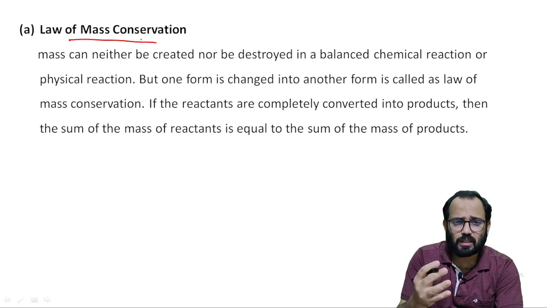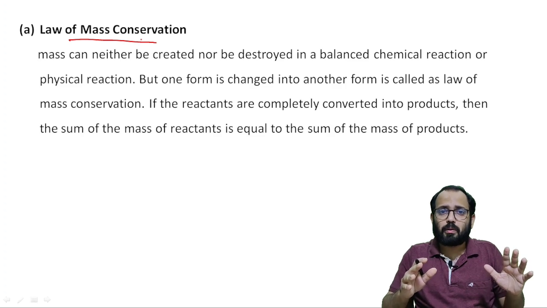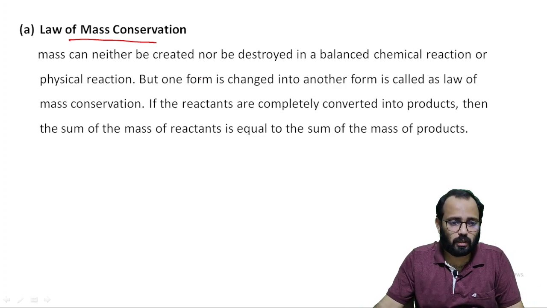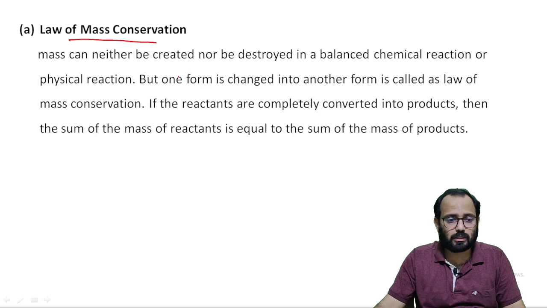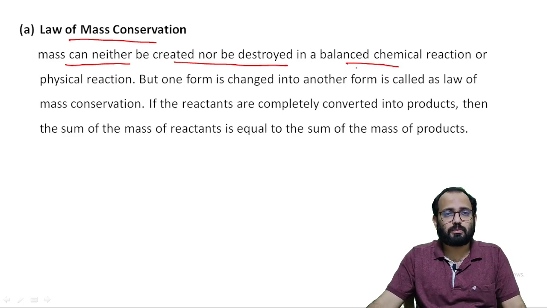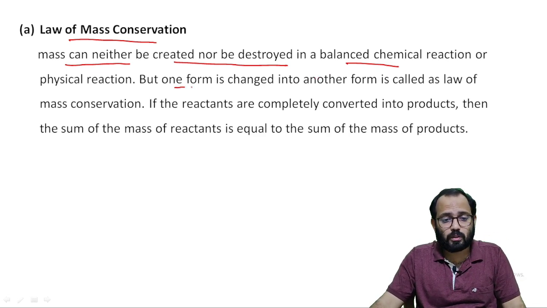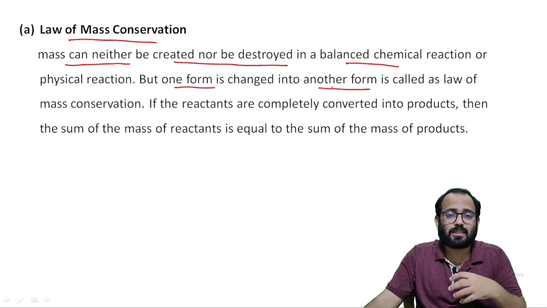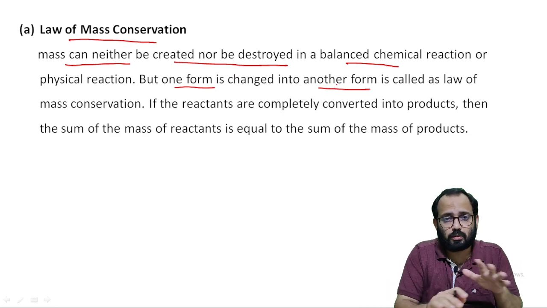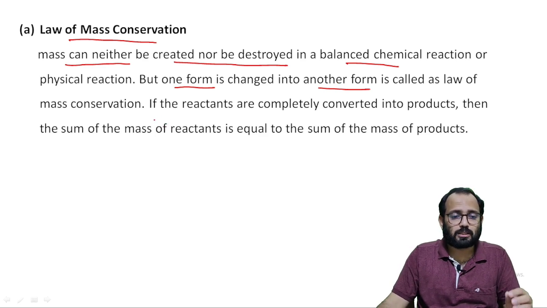We already know what the law of conservation of mass is, right? Mass can neither be created nor be destroyed in a chemical reaction. That is what the law of conservation of mass is telling us. Mass can neither be created nor be destroyed in a balanced chemical reaction or a physical reaction, but it can be transformed from one form to another form. We can transform it, but we cannot create or destroy this mass. So this is what we call the law of conservation of mass.